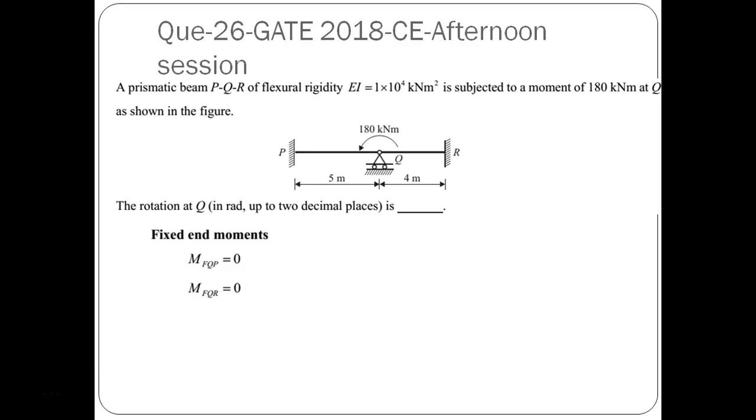So the student has to again recall the concept of fixed moments. He has to solve this problem properly and understand the concept of prismatic beam. So fixed moment FQP equals 0 and FQR equals 0.